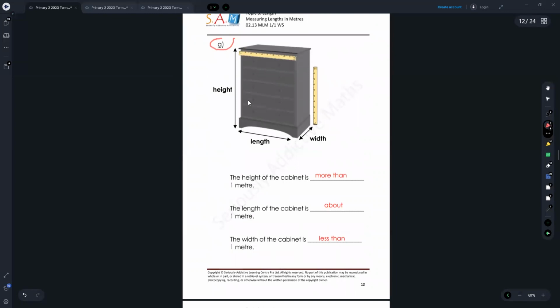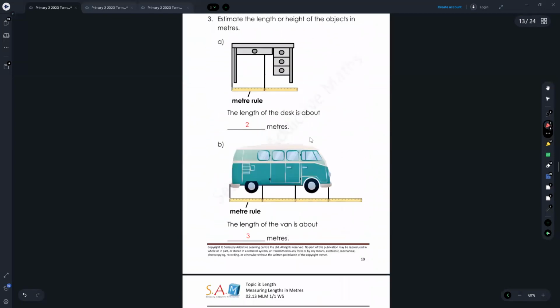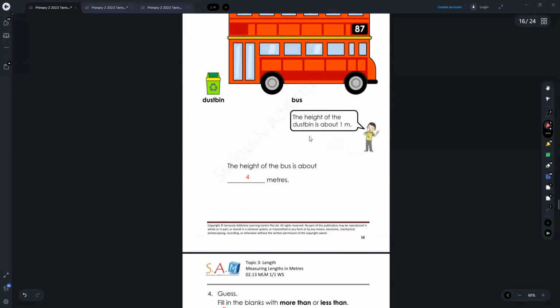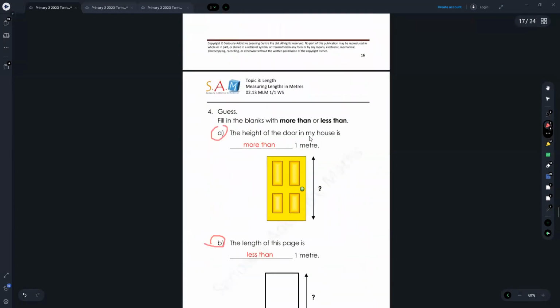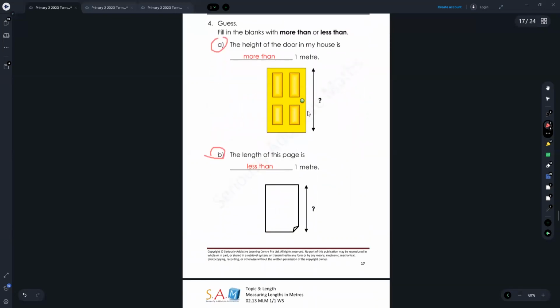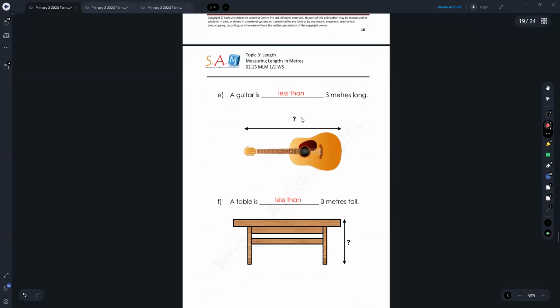This question is good to do because it has 3 dimensions: height, length, and width. So some students may find it more challenging. What is width? What is length? What is height? So do explain to them. And let's see. Guess the height of the door. You'd be surprised that some of them don't have an idea how tall or how long their doors are. So do a few questions with them here.